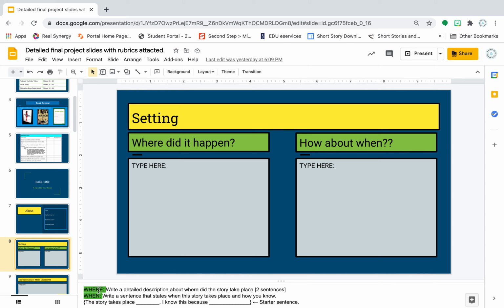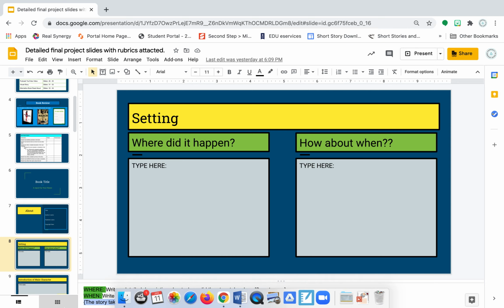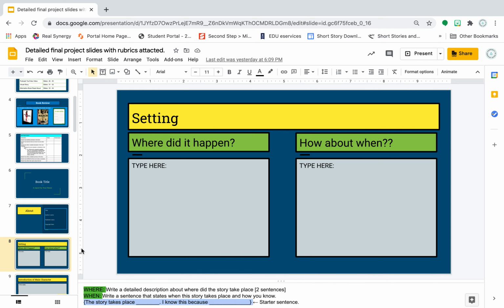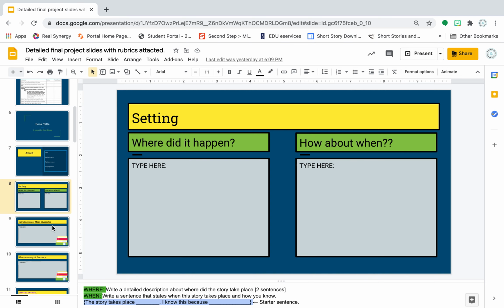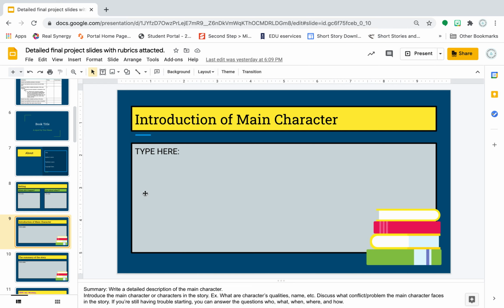So on the bottom, I gave you little notes. It says, write a detailed description of where the story takes place. And then I notice that I wrote 2 sentences will go in this box. And then the when is, you're going to write a sentence that states when the story takes place. And then how do you know? So I did leave a little starter sentence for you at the bottom of how you answer that question. You say the story takes place, and then you say when. And you say, I know this because, and there is hints to when this happens, but I don't think there's an actual date.